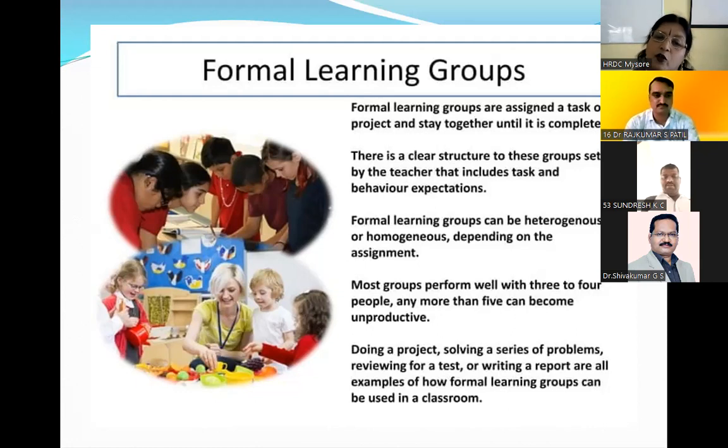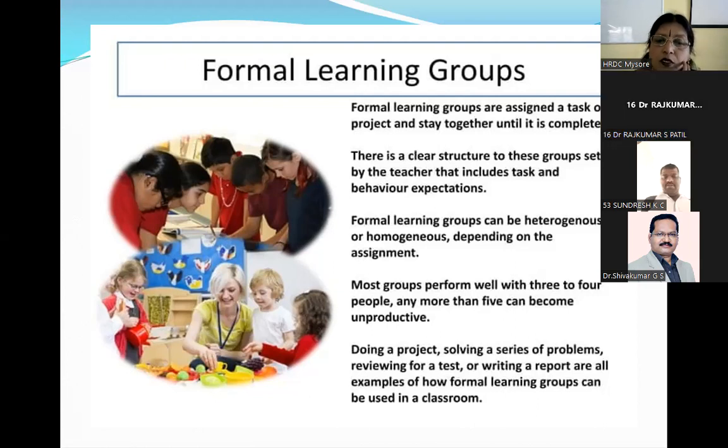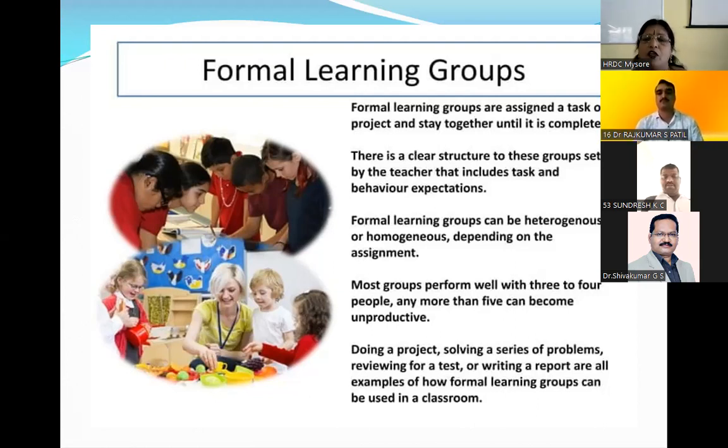Formal learning groups can be heterogeneous or homogeneous depending on the assignment. So when I'm talking about heterogeneous or homogeneous, here I can have a mixed group of different opinions, or a mediocre, a high achiever, a slow learner. I can form various groups. It's left to the teachers. Teacher can do this. Most groups perform well with 3 to 4 people. Anything more than 5 can become unproductive.